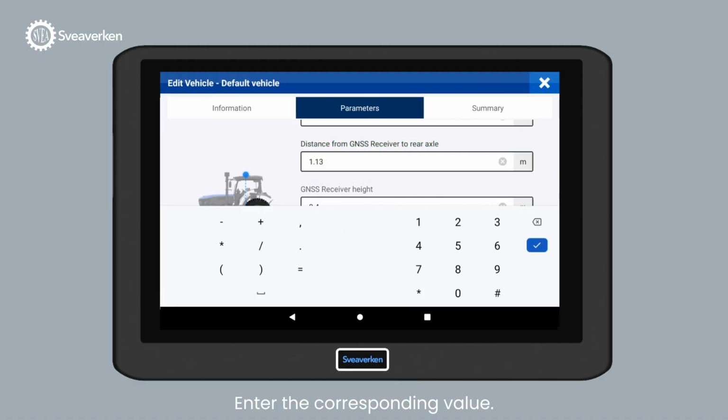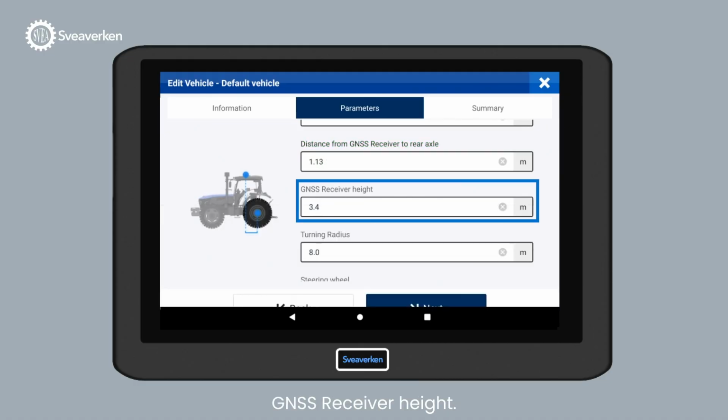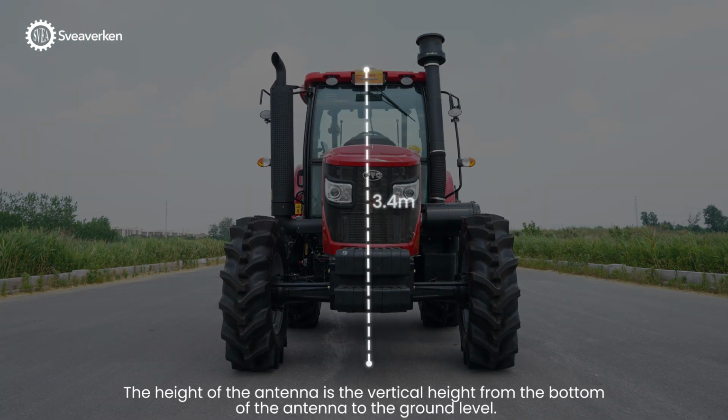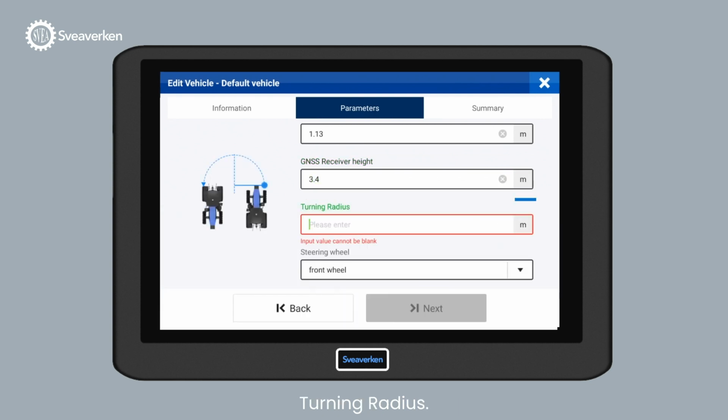Enter the corresponding value. GNSS receiver height. Find the base of the GNSS receiver. The height of the antenna is the vertical height from the bottom of the antenna to the ground level. Enter the corresponding value.